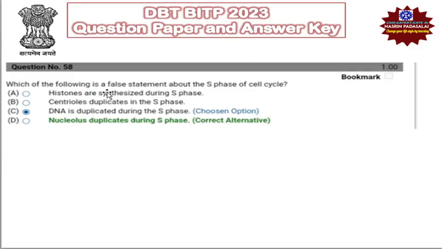Next, which of the following is a false statement about S phase of cell cycle? So the correct answer is nucleolus duplicates during S phase. This is a wrong statement. Whereas histones will be synthesized in S phase, at the same time your centrioles and DNA will be duplicated in S phase. Okay, so nucleolus is a region where transcription of ribosomal RNA will take place and further processing will be taking place, and it is a place where your ribosome will be assembling for the translation process. Okay, so this is the correct statement.